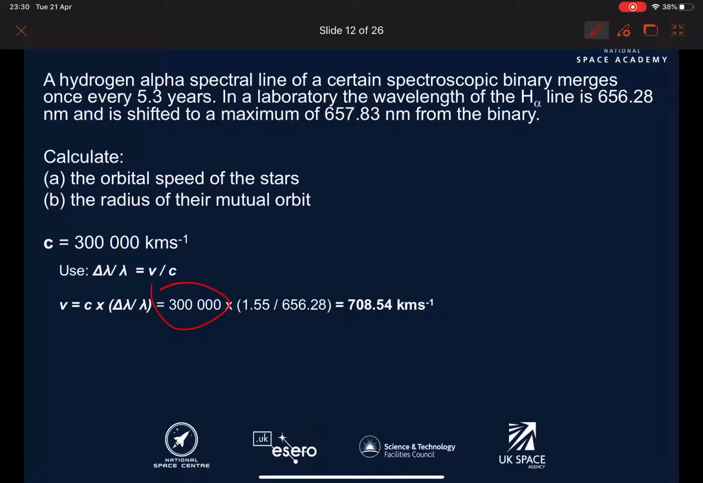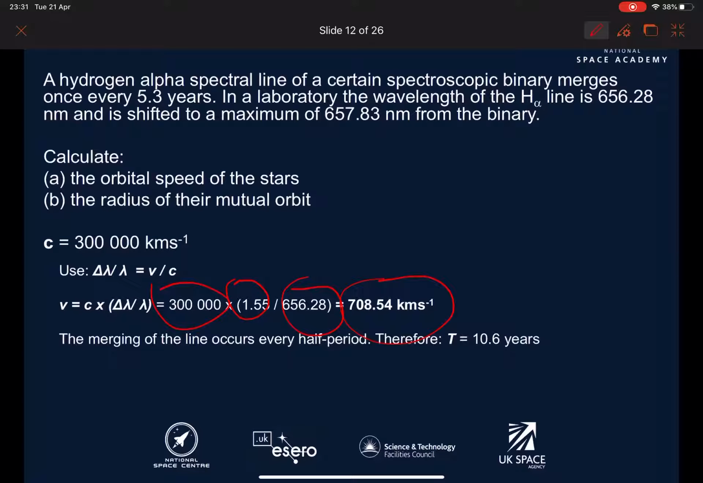Now we've actually kept that in kilometres, but that doesn't matter because kilometres per second over here as well means that that doesn't matter to us as long as that answer's okay. So we're putting the speed of light in, we're putting our difference in, and there's the difference there, and we're putting our known value in there, and we then come out with this speed. So that's the first bit done, orbital speed.